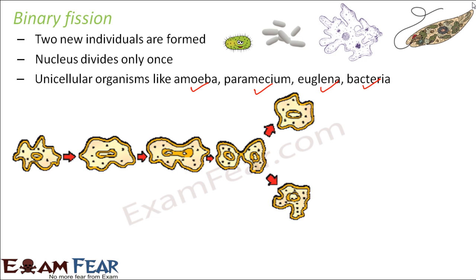So these are those organisms, and this is how binary fission happens. This is how an amoeba looks. Amoeba generally doesn't have a specific shape and specific form. It is very random in shape. And you see, this is the nucleus.